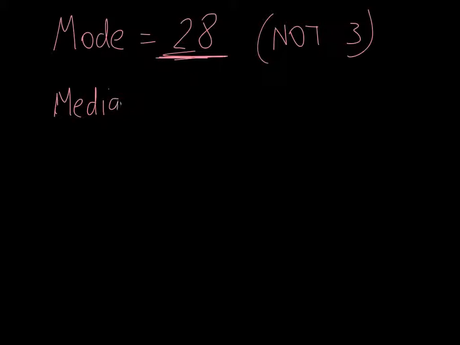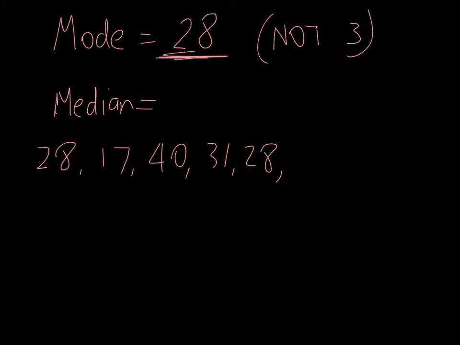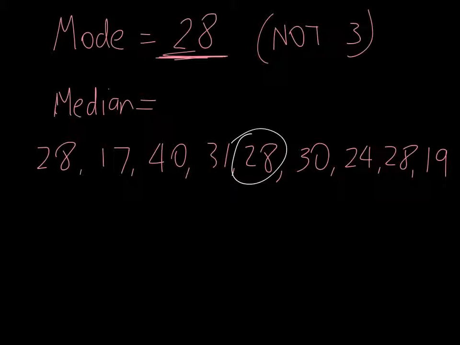Well, what you'll notice here is that the scores aren't in order. Okay, these were our scores. They were 28, 17, 40, 31, 28, 30, 24, 28, and 19. Now, if I just picked the middle score here, that's no good to me because we're not sure whether that's actually the middle or just the middle of their season. So all we need to do is, as I said earlier, rewrite them in order.